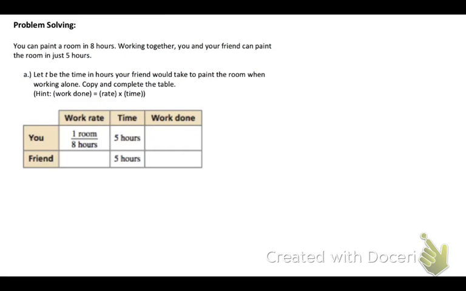All right, so you can paint a room in 8 hours. Working together, you and your friend can paint the room in just 5 hours. So let t be the time in hours that your friend would take to paint the room when working alone. Copy and complete the table. So if you don't have a table set up in problems like these, setting up a table is always good. It helps you keep the information organized.